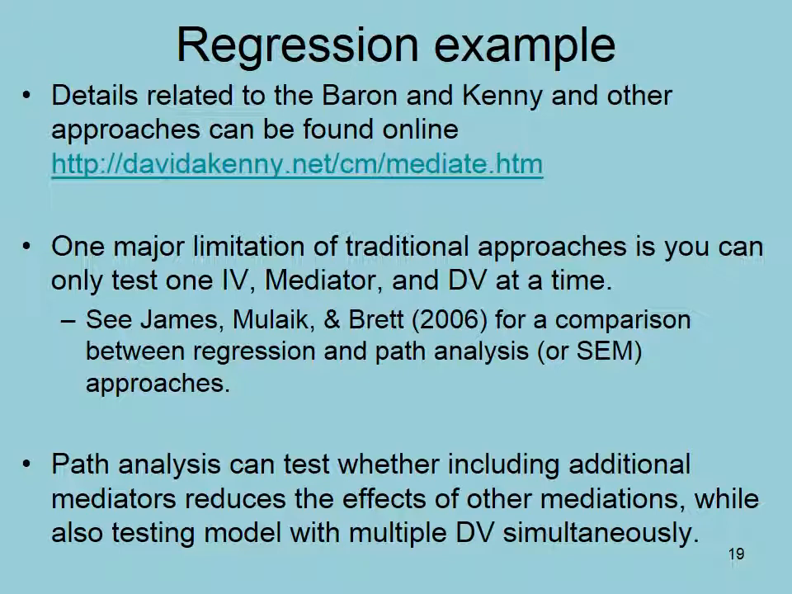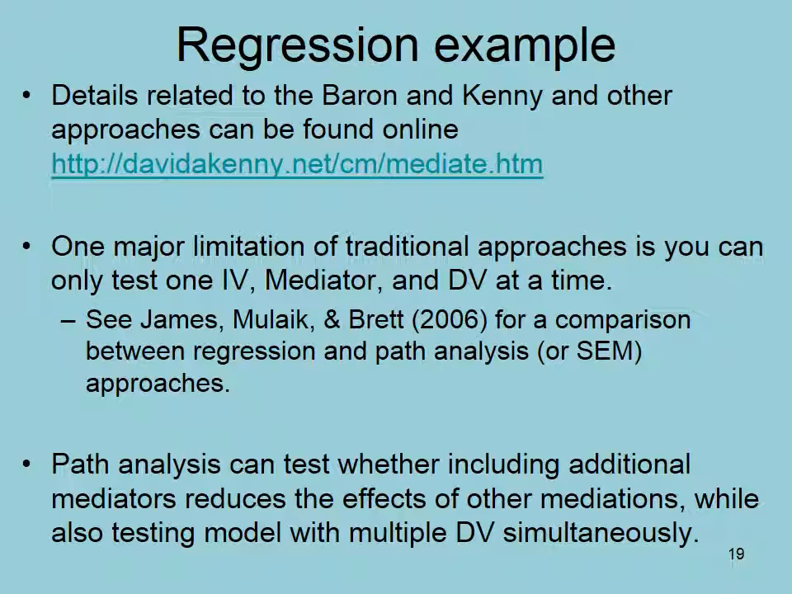There's a tremendous amount of information out there on mediation effects. A great simple example is the Baron and Kenny webpage. However, the James article is also really great in terms of understanding how mediation differs when looking at it from a regression approach versus a path analysis or SEM approach. It basically describes the benefits of being able to test multiple mediators simultaneously, as well as having multiple outcome variables, in terms of really understanding the complex relationship between those variables.